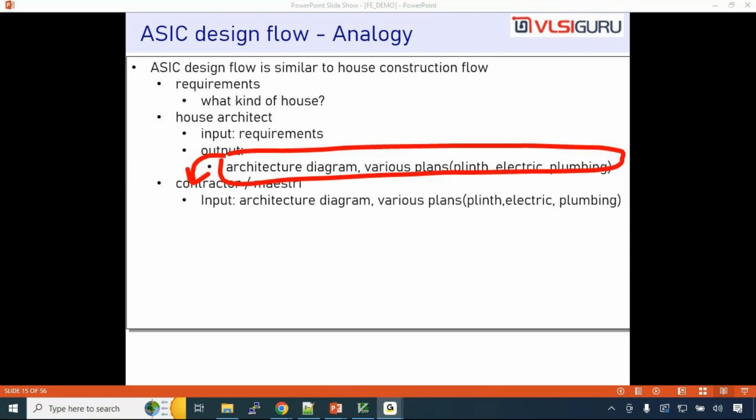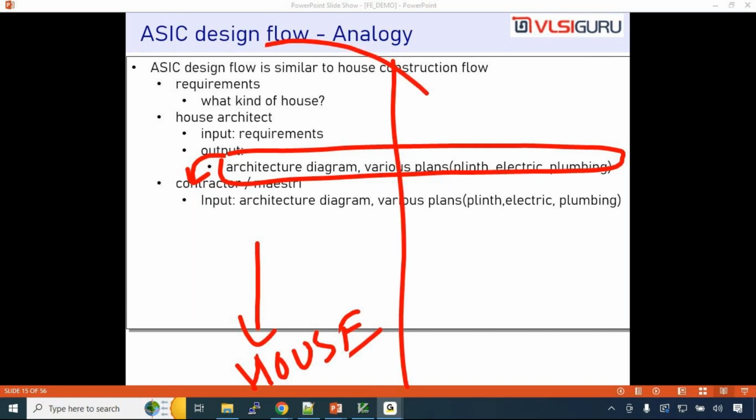You may be thinking, why are we talking about house construction? It is very similar to chip construction. Making of a chip is very similar to this. The only thing is, here your final product is a house. In the VLSI flow, your final product is a chip. Otherwise, everything else is similar. Similar, not same, right?